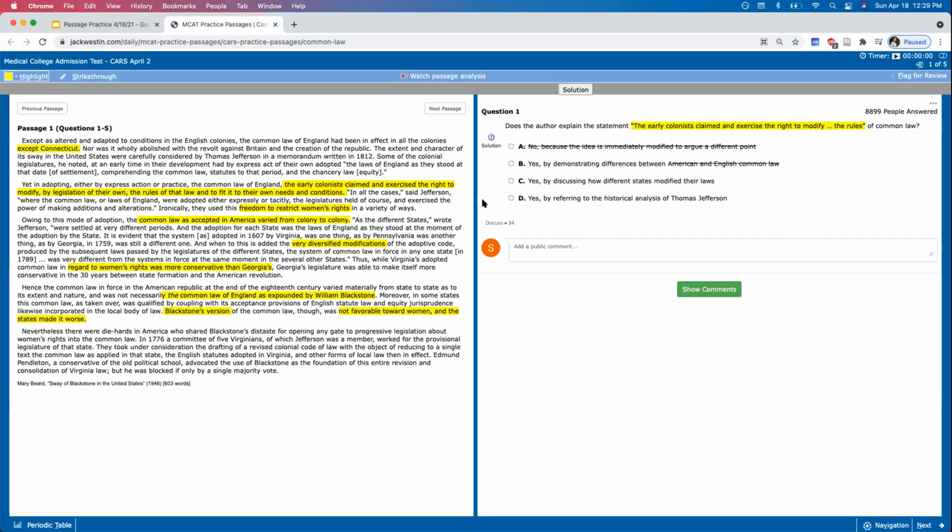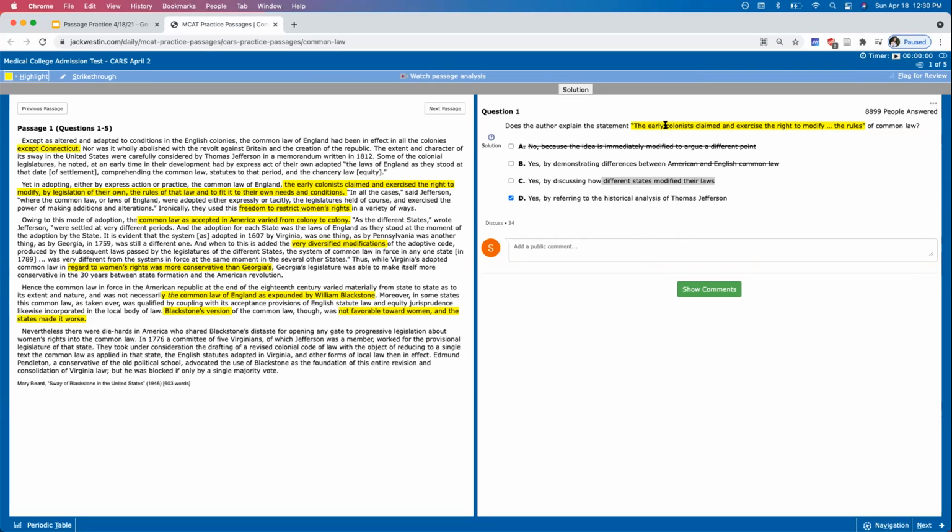Okay, yeah, so Thomas Jefferson was mentioned in this paragraph to support that statement, and that's really the only thing we have to explain that right there. So D would be the better answer than C. Because although we do go on to talk about how different states modify their laws, mostly in the third paragraph, that builds on this, it adds to that, but it doesn't explain the statement.